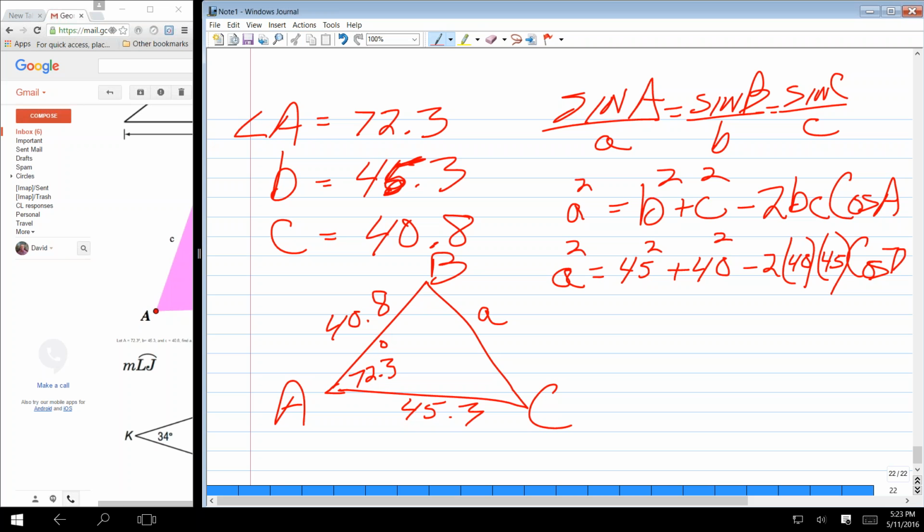Cosine of 72. Notice that everything on the right side of that equation is a number. There's no variable. You can just math it out. In other words, you put that in your calculator, whether it's 45 or 45.3. I don't care. But just to explain it to you, I'm rounding them off. So A is the square root of that, whatever number that is.